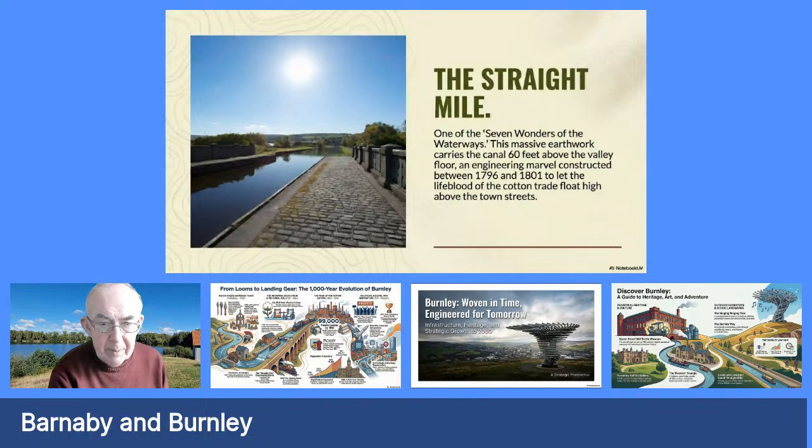It was built between 1796 and 1801, and it was to carry the goods for the cotton trade, because obviously you've got the ships coming in from Liverpool. The contents of the ships are offloaded. They then go by barge, or went by barge, on the canal to Burnley, to the weaving sheds, and then the return journey, the canal was used to actually send the goods to market.